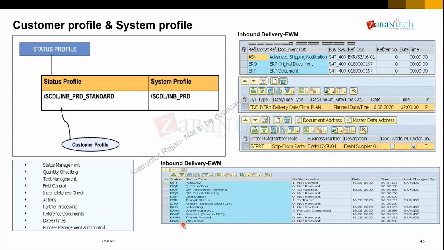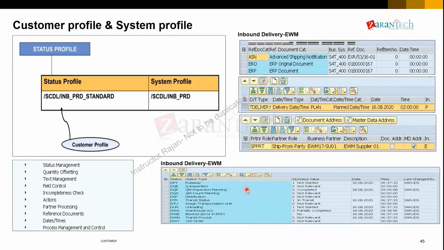If you want to, for example, capture the serial number, you can just introduce one custom status and ensure that the serial numbers are captured and completed before triggering the goods issue, or maybe before doing the loading activity. Just an example. So these are the different controls.